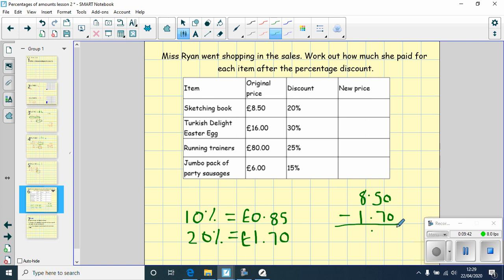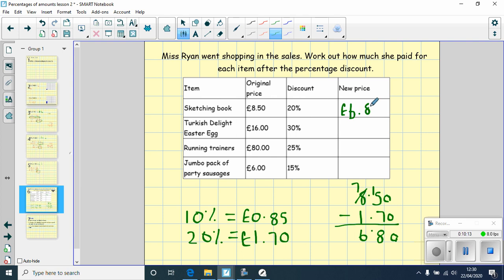Decimal point in, nothing take away nothing is nothing. 50p take away 70p. Be a negative, so cross the £8 out, put £7 there and move that over. So now we've got 15 take away 7, which is 8, 7 take away £1 is £6. So she's now paid £6.80 for her sketching book.